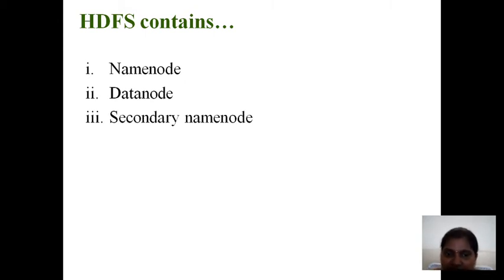A very important concept is the secondary name node. For example, we have only one name node, but we have multiple data nodes. If there is any problem in the name node, whenever there is a failure in the name node, automatically the total data whatever we have at the name node will collapse.